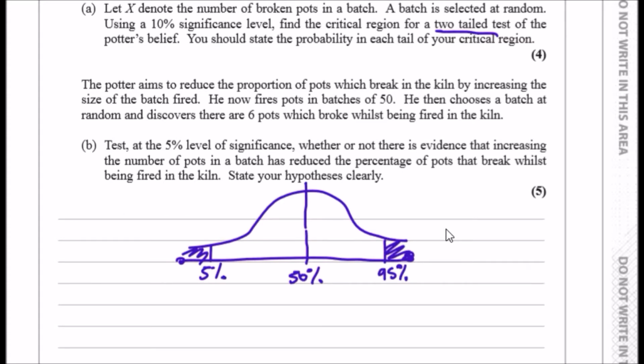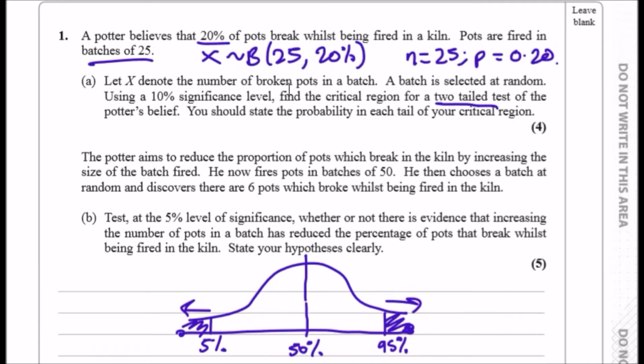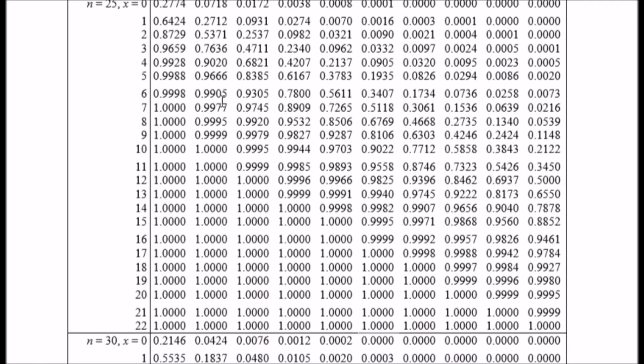We only want probabilities that are less than 5% or greater than 95%, but you want to be as close as possible to 5. So what do we do? All we do now is look at the binomial distribution table, look at n equals 25 and p is 0.20, and just find the closest values, that is, up to 5% and just above 95%. So let's do it.